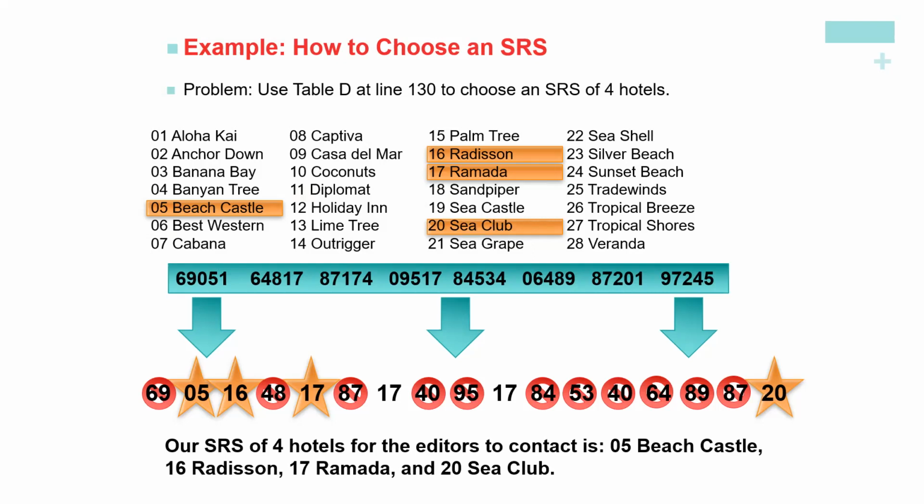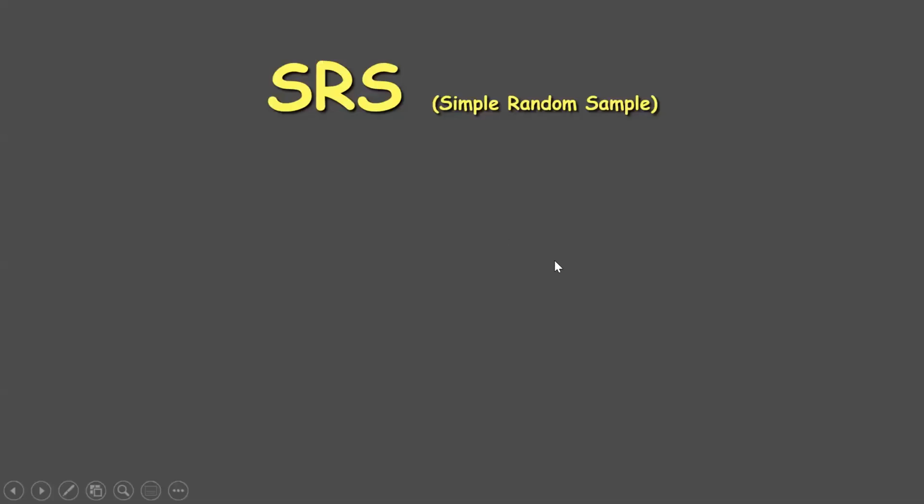Okay, always make sure to relate back to what you're talking about. Don't just put the numbers, okay? The numbers don't mean anything in regards to the data. These numbers are representing hotels. So make sure to list the 4 hotels. Okay, so that shows you how to choose a random sample based on a random digit table. And again, how do you know what to count by? You have to count by whatever your largest digit is. We have 28 hotels, so we're gonna count by 2 digits.